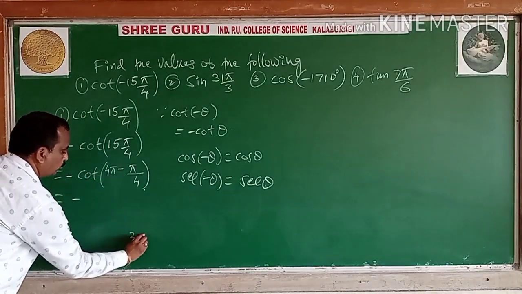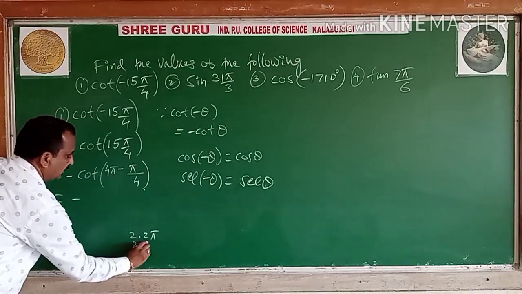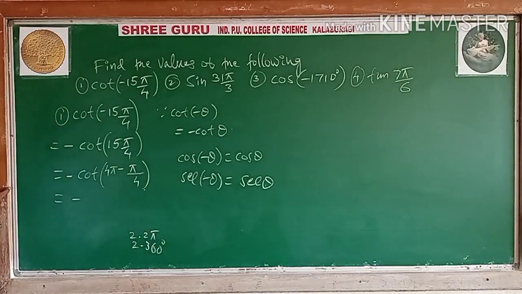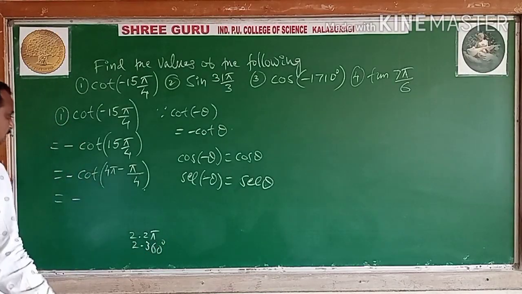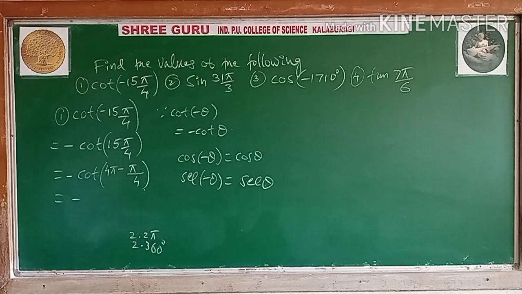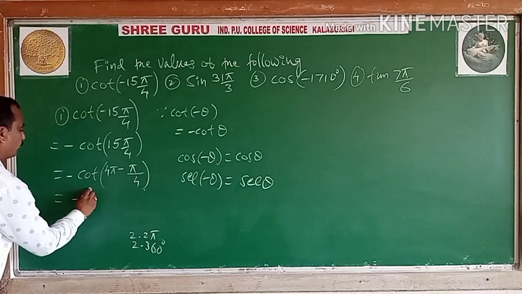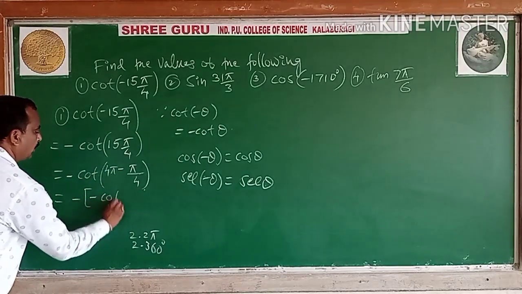4 pi means what? It is 2 times 2 pi, 2 times 360 degrees. Whatever it may be, after one complete rotation it again falls in the fourth quadrant. In the fourth quadrant, what about cot? Positive or negative? Cot is negative.